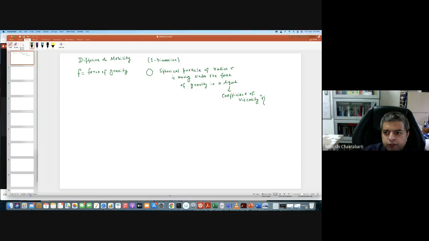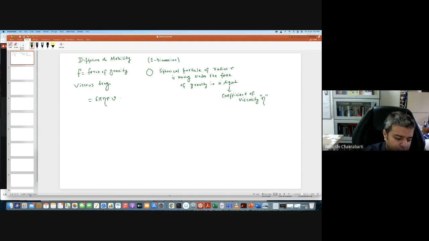This eta is the coefficient of viscosity. Now, gravity is pulling the particle, and the particle is going, and it is also experiencing a drag in the opposite direction. This is called viscous drag experienced by the particle, and this viscous drag is given by 6 pi eta r into the velocity of the particle.